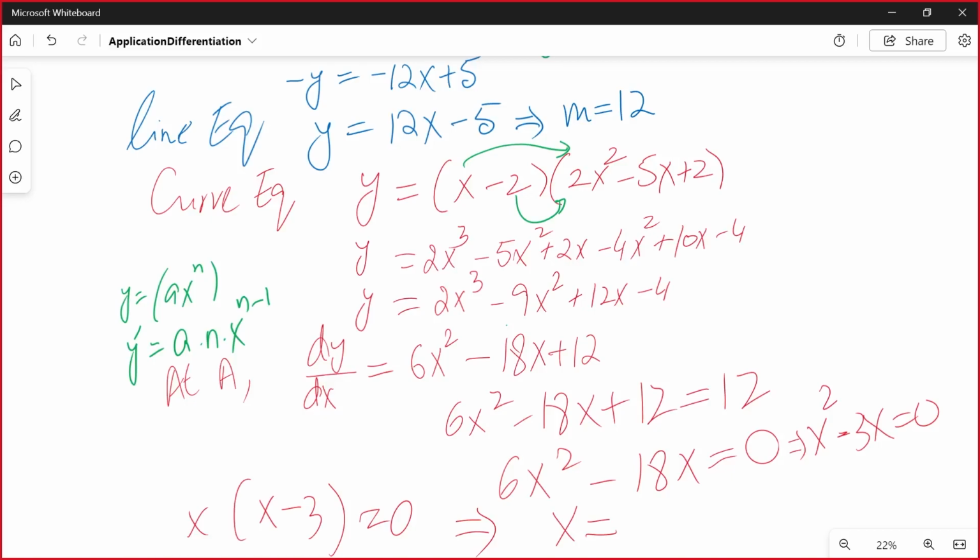Would it just equal to 0? And x is equal to, because it's a quadratic equation, so it's x is equal to 3.